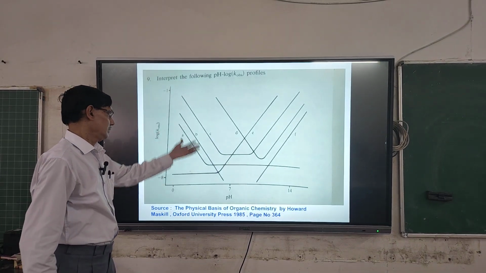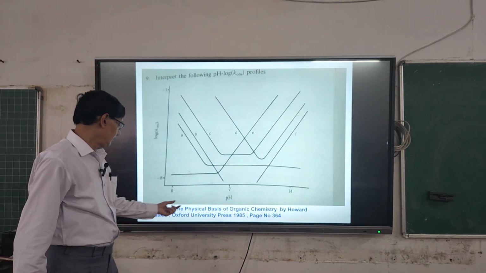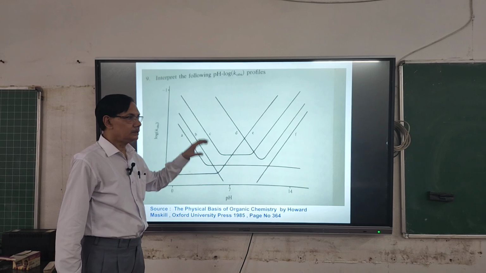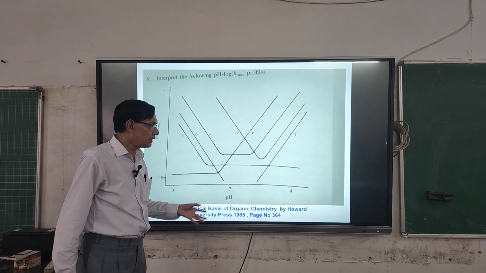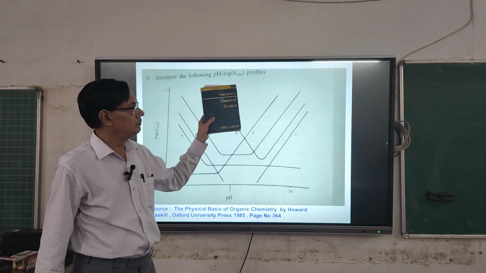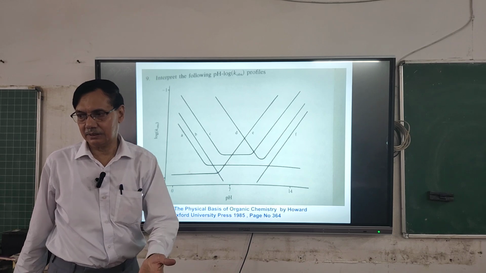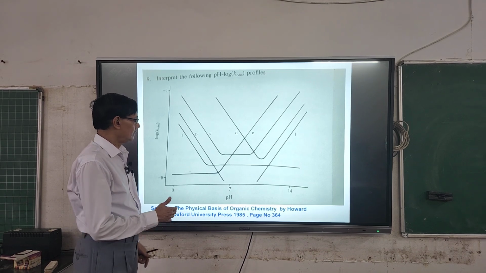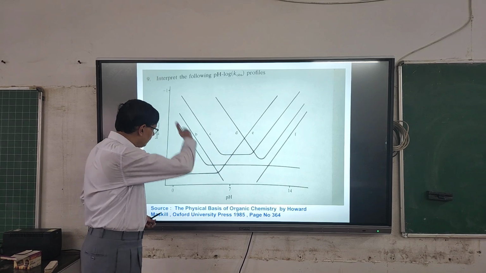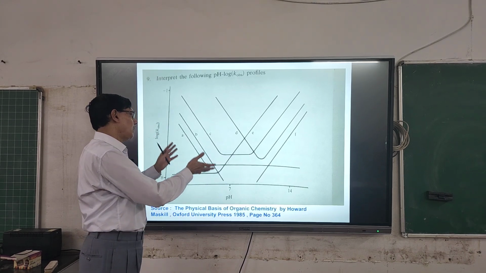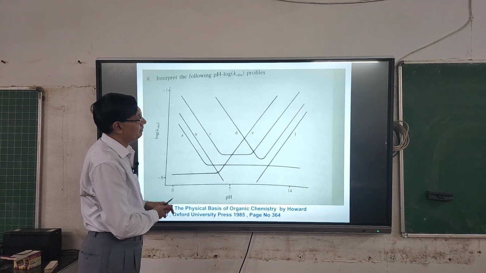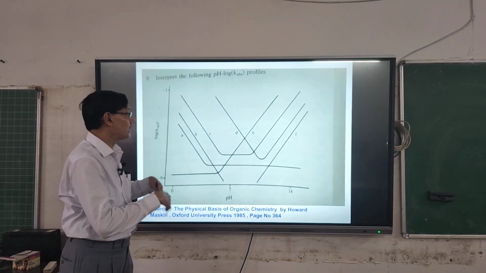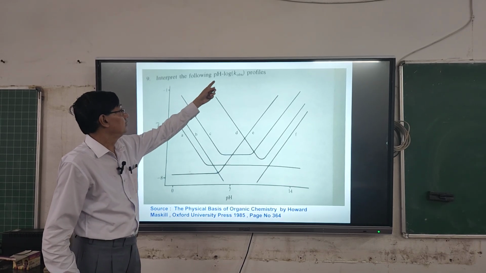And I have taken this pH rate constant profile from a very important book, The Physical Basis of Organic Chemistry by Howard Maskill. And this type of plots or profiles are also available in Chemical Kinetics by K.J. Laidler or Lowry and Richardson. It's a very important question from the examination point of view, that suppose you are doing some experiment and you are getting such a type of plot. Sometimes the slope value is positive, sometimes the slope value is negative, sometimes there is a flat region, sometimes there is no flat region. So how do you explain this behavior? That is the beauty of this pH rate constant profile.